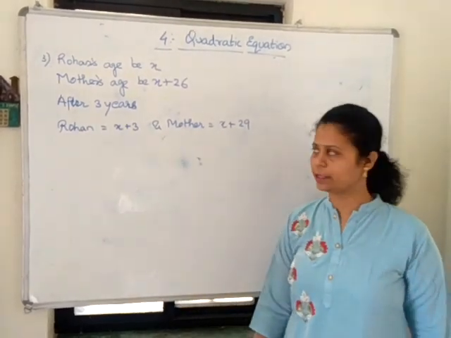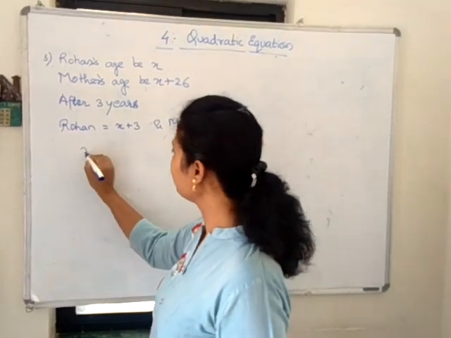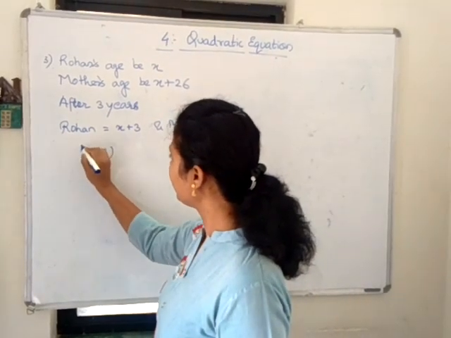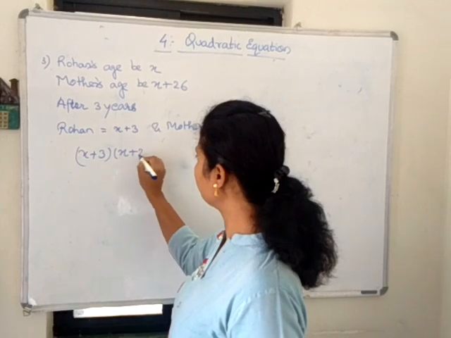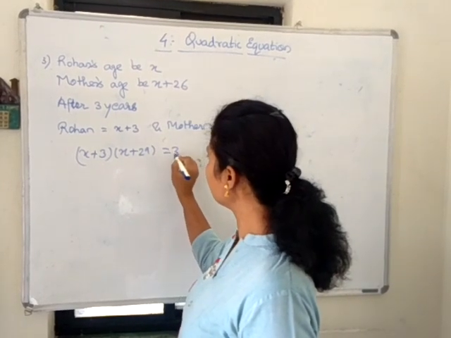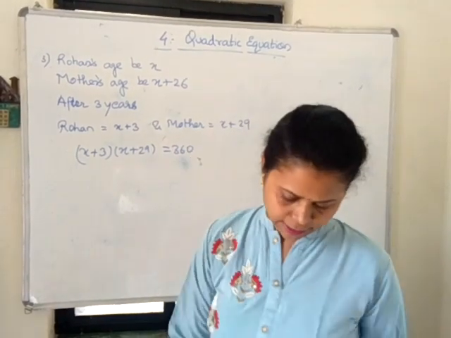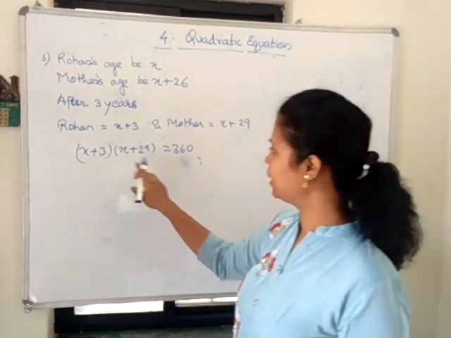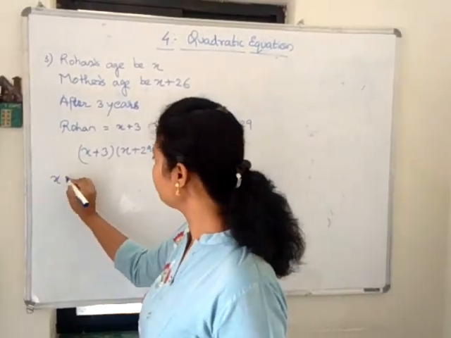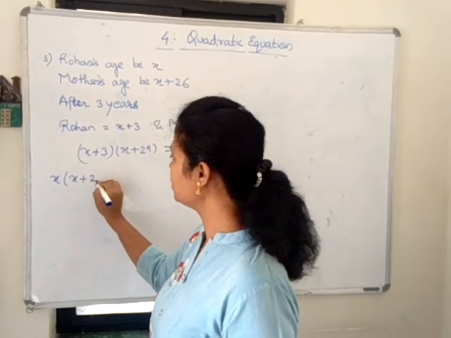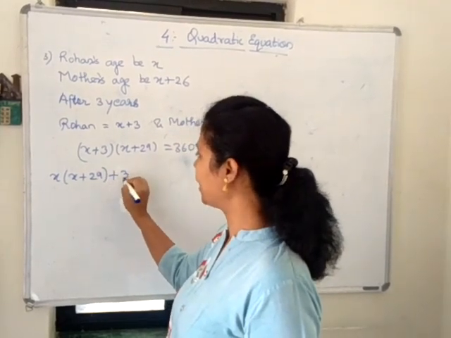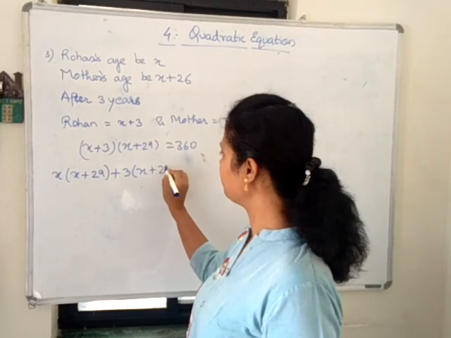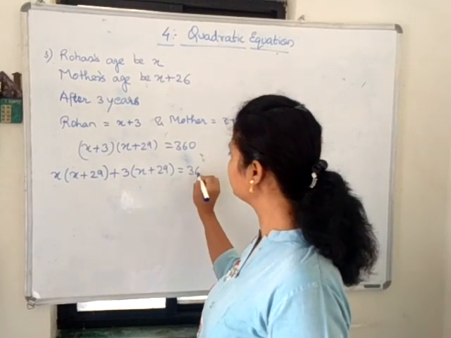26 plus 3. Then they have given that the product of their ages is 360. Am I right? Yes, 360. So we have to multiply the brackets. So split the first bracket and keep the second bracket intact. So I have kept the second bracket intact.